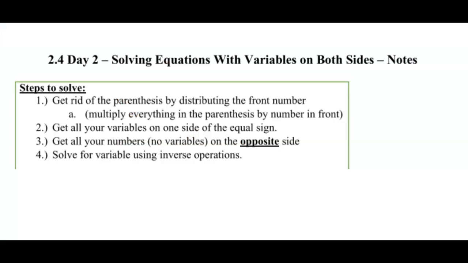I've got to get rid of my parentheses by either distributing the front number, or remember, sometimes we can divide it off. You need to get rid of those parentheses first. Sometimes we need to simplify. Then I'm going to get all my variables on one side. Then I'm going to take care of my numbers, and they need to go on the opposite side that my variables did. And then I'm going to solve using inverse operations. So I have to clean things up before I can get going.